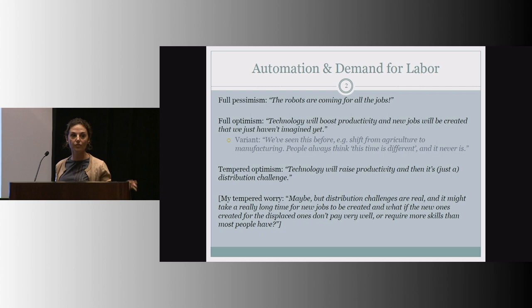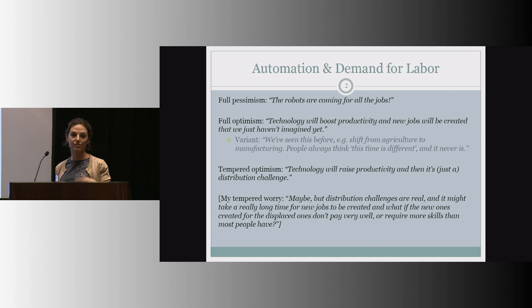And countering that is the view that I think some people in this room are more likely to espouse, which is the fully optimistic view, saying that technology is going to boost productivity and new jobs will be created. We just haven't imagined them yet. And a variant of that that I hear from a lot of labor economists in their retort to the folks who are worried about the robots taking our jobs is, we've seen this movie before. We had the agricultural revolution. People moved into manufacturing. Everyone always thinks this time is different, and it never is.